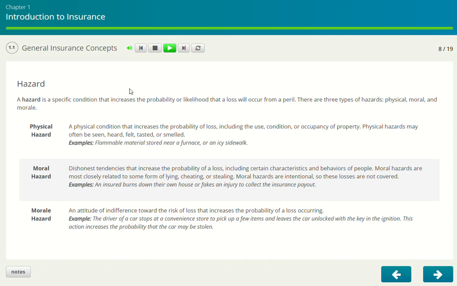Hazard. A hazard is a specific condition that increases the probability or likelihood that a loss will occur from a peril. There are three types of hazards: physical, moral, and morale.